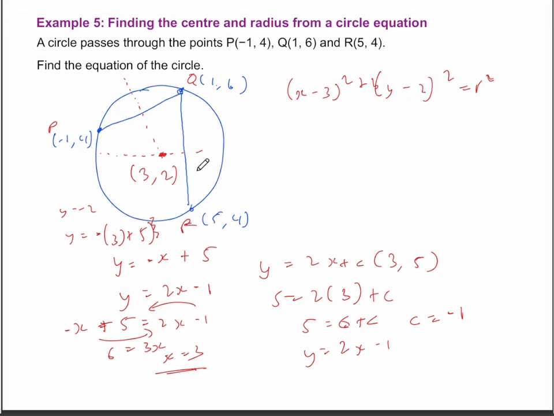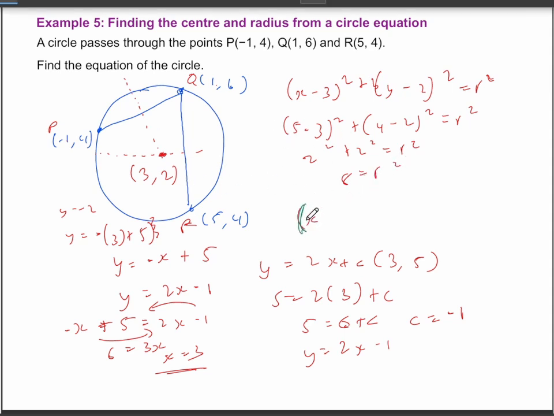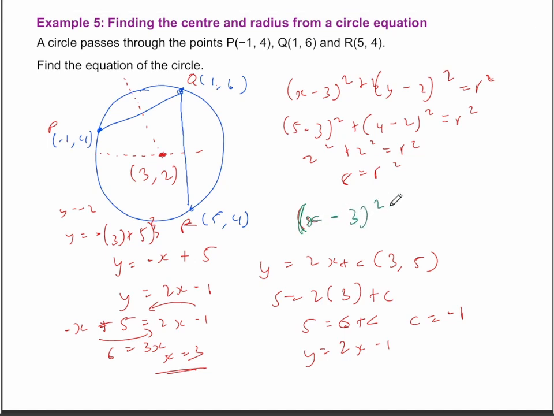And we can take any point on the circumference, which is the x, y in this case, and we can solve for r squared here. So let's just use 5 and 4. 5 minus 3 squared plus 4 minus 2 squared equals r squared. We get 2 squared plus 2 squared equals r squared. And here 4 plus 4, which is 8. 8 equals r squared. That means the equation of this circle right here is going to be x minus 3 squared plus y minus 2 squared equals 8, which is r squared right here.